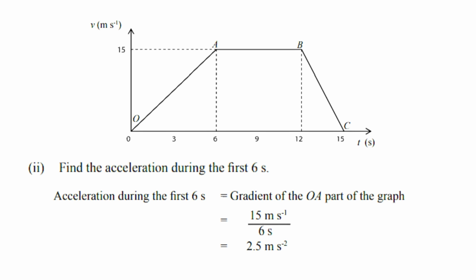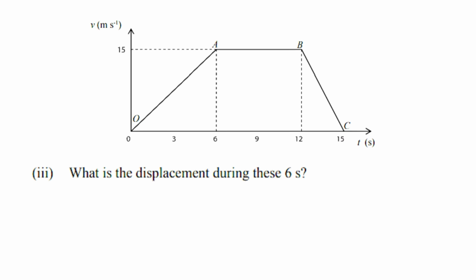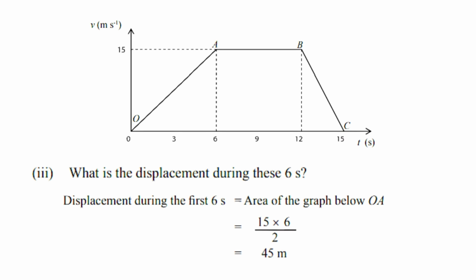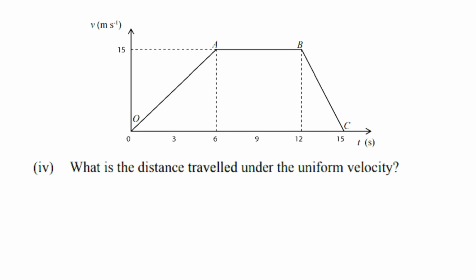Then the next question is what is the displacement during these 6 seconds. So we know that displacement is equal to the area under the velocity-time graph, so here the displacement during the first 6 seconds is the area of the graph below OA part, that is half into 15 into 6. That is 45 meters.